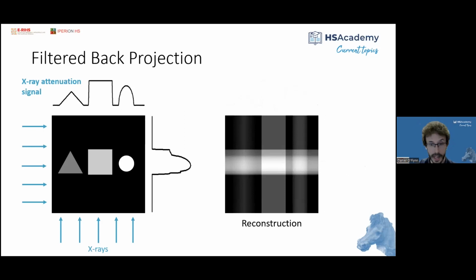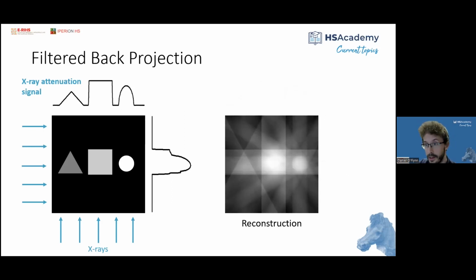So that's only two projections. And I said before that we sometimes use hundreds or thousands of projections. So if we keep increasing the number of projections that we take, then we start to see the shapes appearing gradually until we get something that looks like this. So that's what happens if you do just back projection.